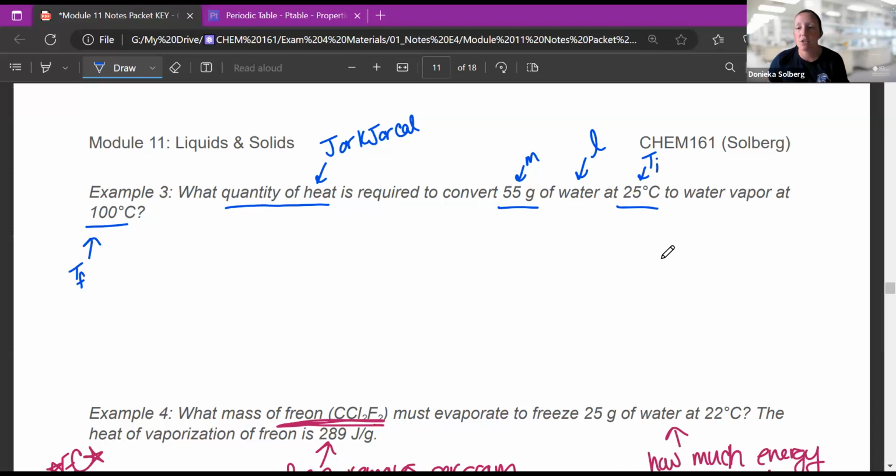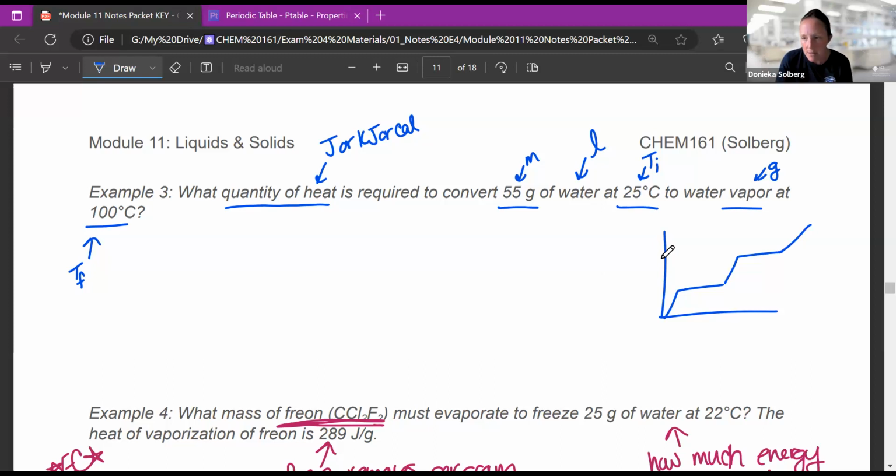Now, if you were just reading this, you might be like, well, I got a T initial and a T final, so it's the Q equals mc delta T equation. Well, yes, but is there a phase change? Yes, because I want to know from liquid to water vapor, which is gas. So there is a phase change. Now, this is why I recommend you draw the little graph first. Okay, water looks like this for every substance.